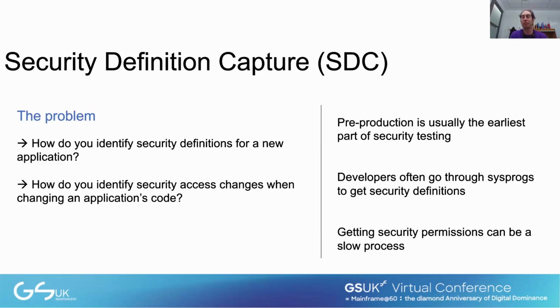But there's the chance that they miss something. And certainly if it's an area where you currently have that security turned off. So it's how do you identify exactly what's required? And security definition capture allows you to do that in an automated way, so you don't have to rely on the developer just to tell you.